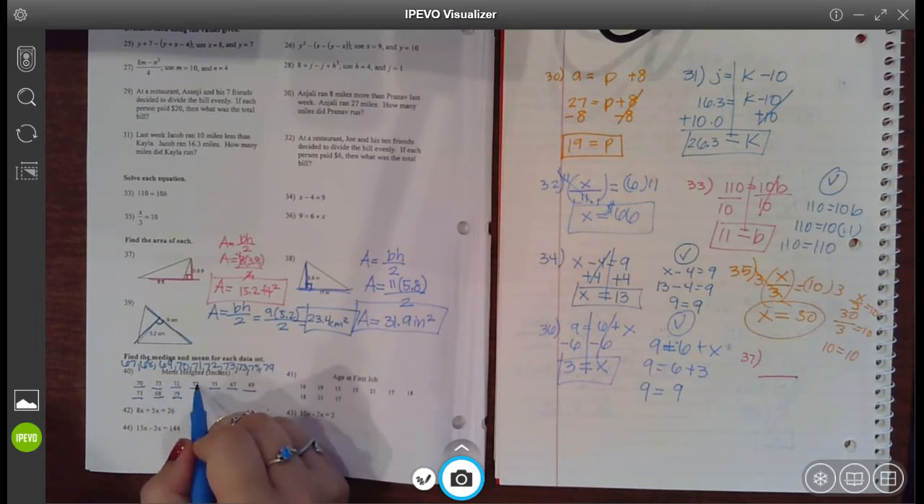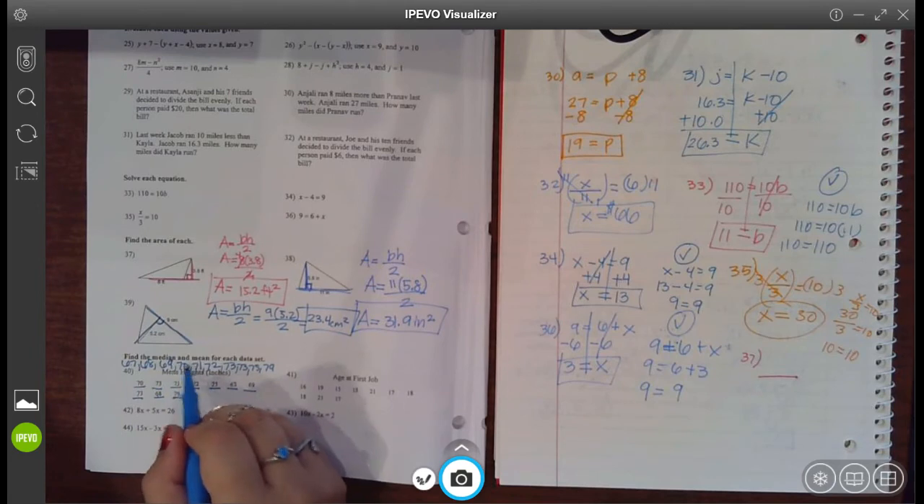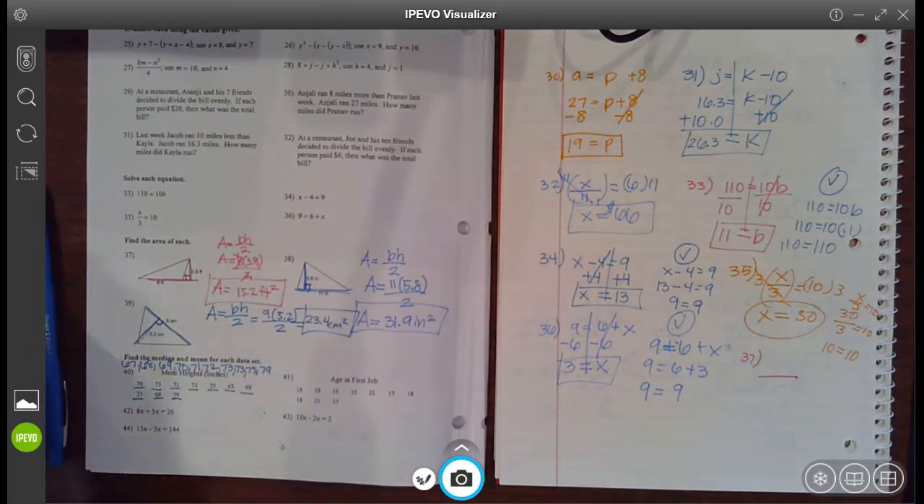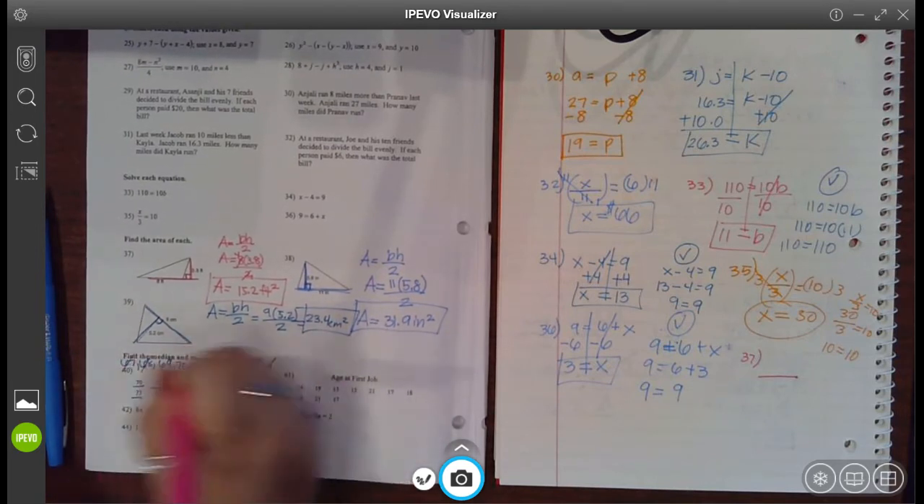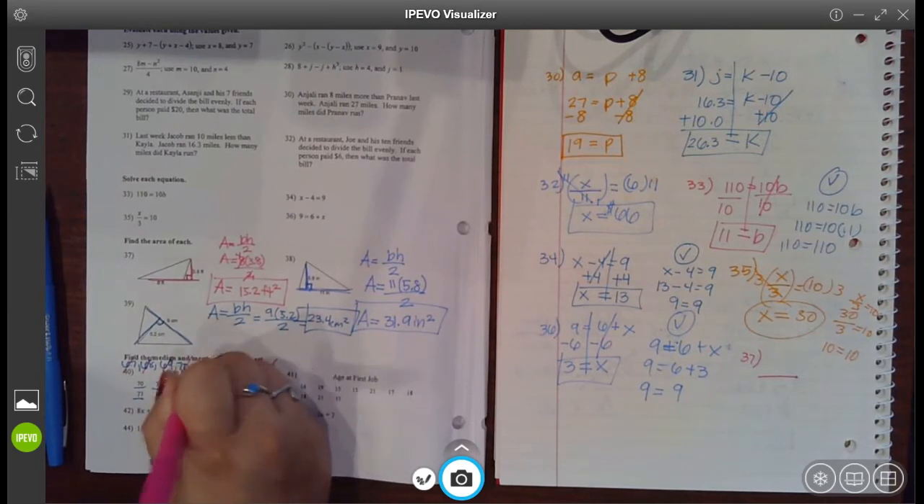1, 2, 3, 4, 5, 6, 7, 8, 9, 10. Perfect. I have them all. So cross off till you get to the middle. Cross off from the beginning, then end, beginning, end, beginning, end, beginning, end, beginning, end.